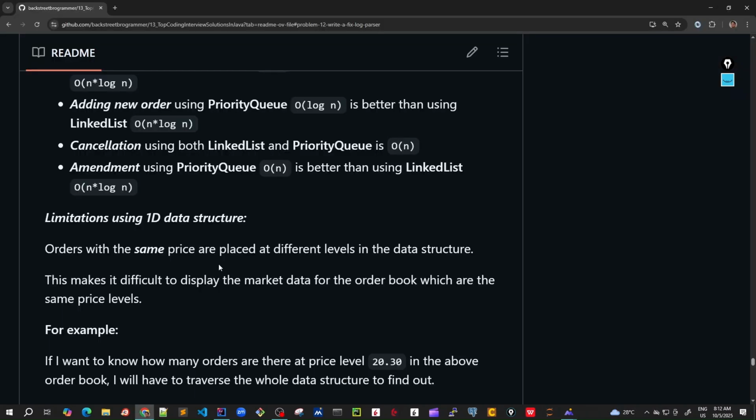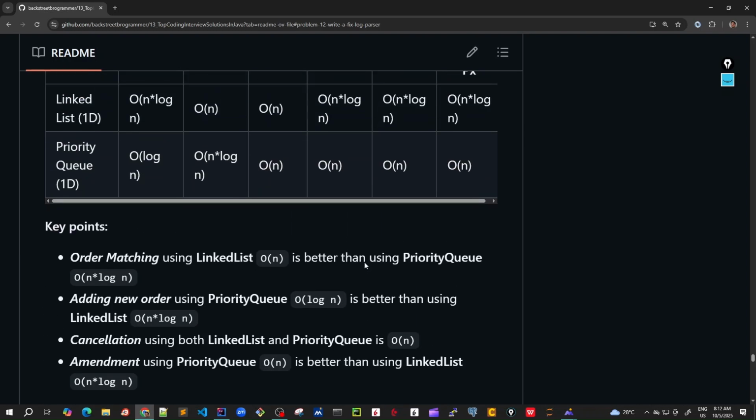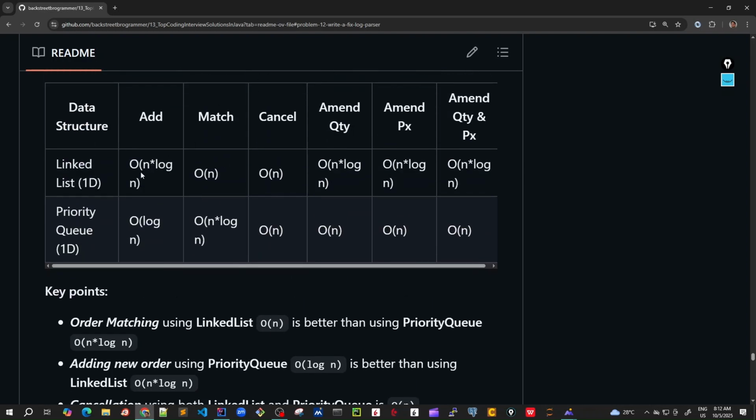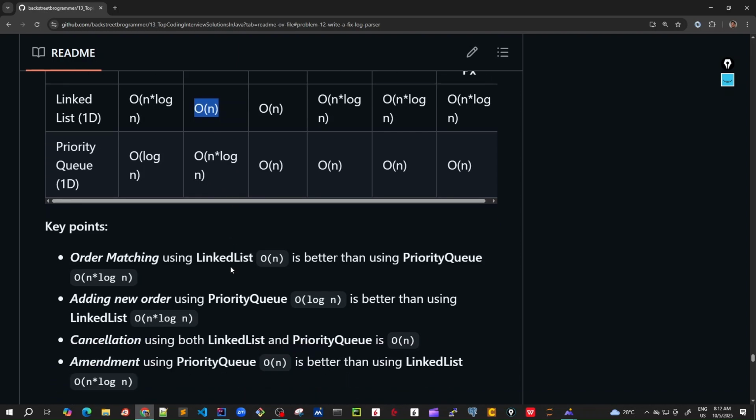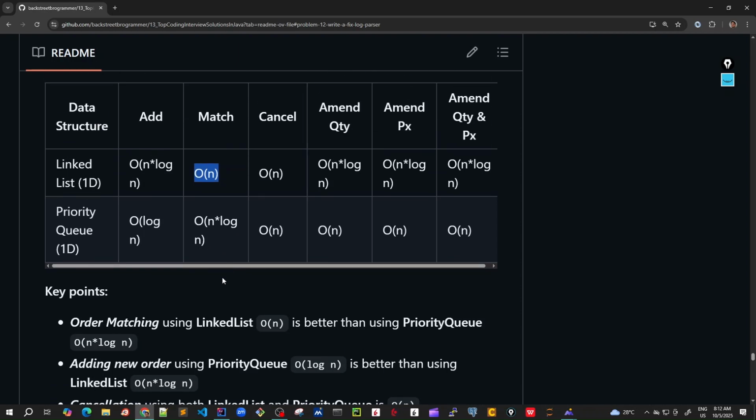The second limitation of using one data structure is the performance. As we have seen, if we are using a linked list, only the matching part is good, but for all the other things, the priority queue is better. So if we are using a one-dimensional structure, either of them, we are going to suffer in performance, especially for the matching part. Here we can see that the priority queue is all good except for the matching part. But for a matching engine, matching is the most important stuff.